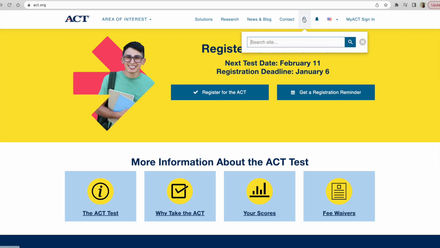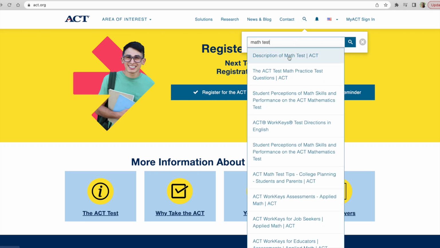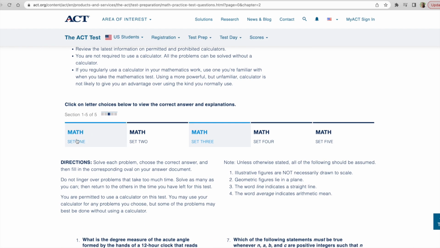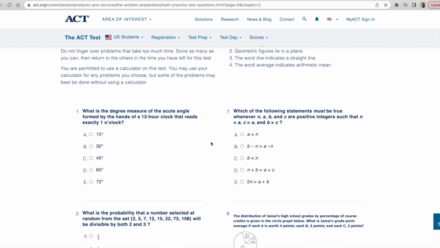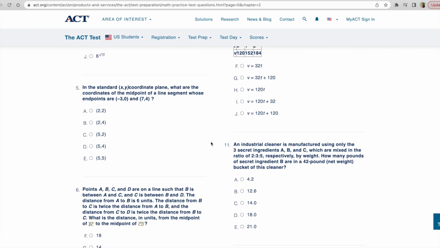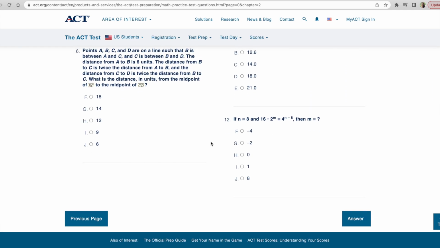If you're studying for the math section of your ACT test, this is the perfect series for you. On the ACT website, act.org, there is this practice test, which is 5 sections with each being 12 questions, so a total of 60 questions. Today, we're going to look at set 3.